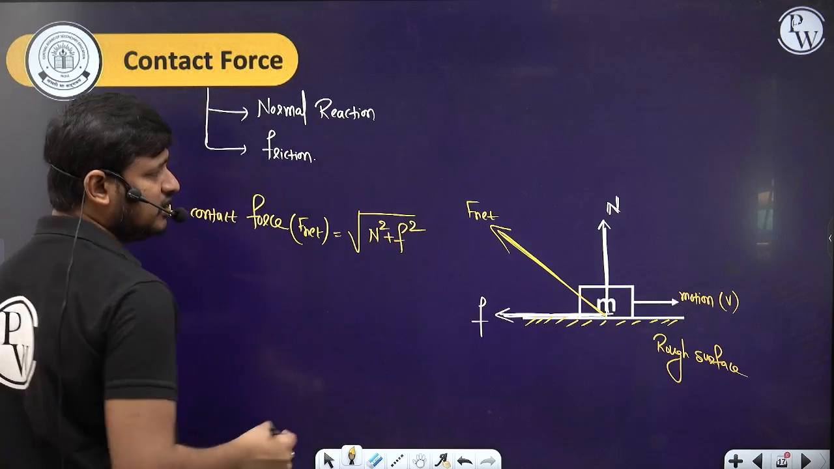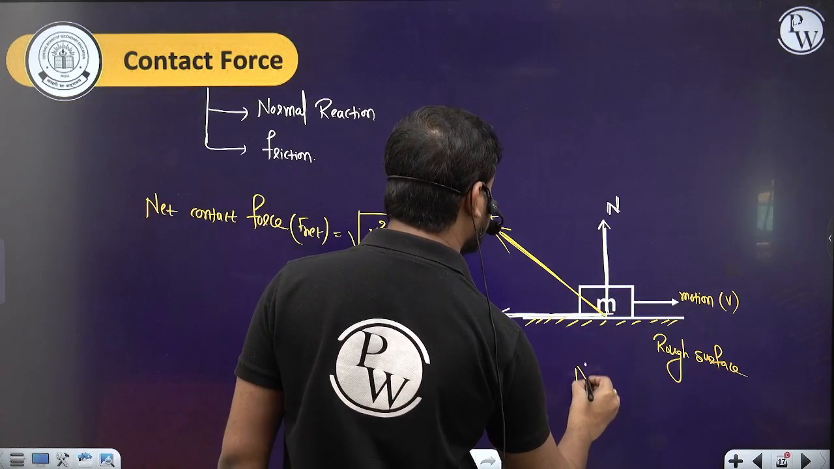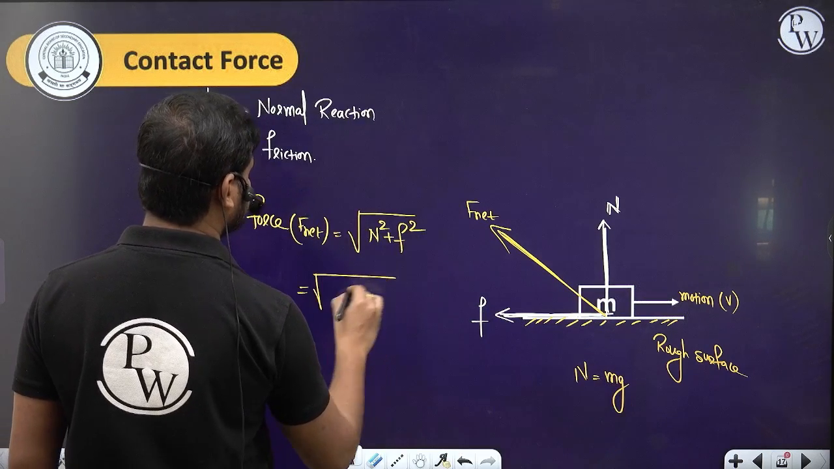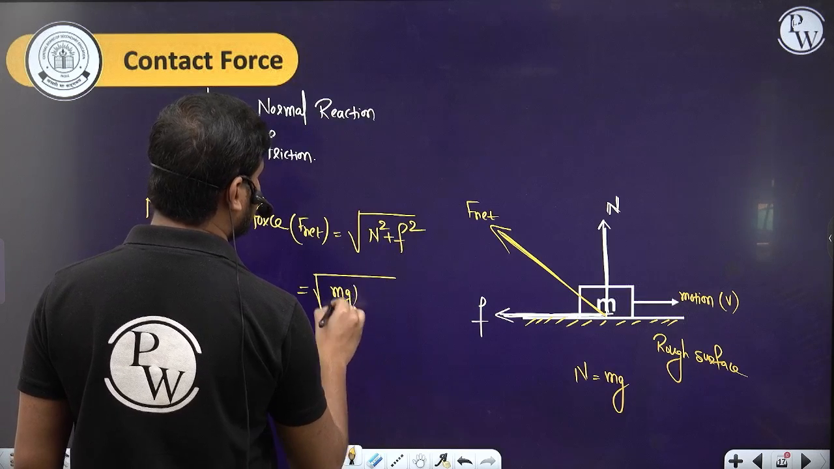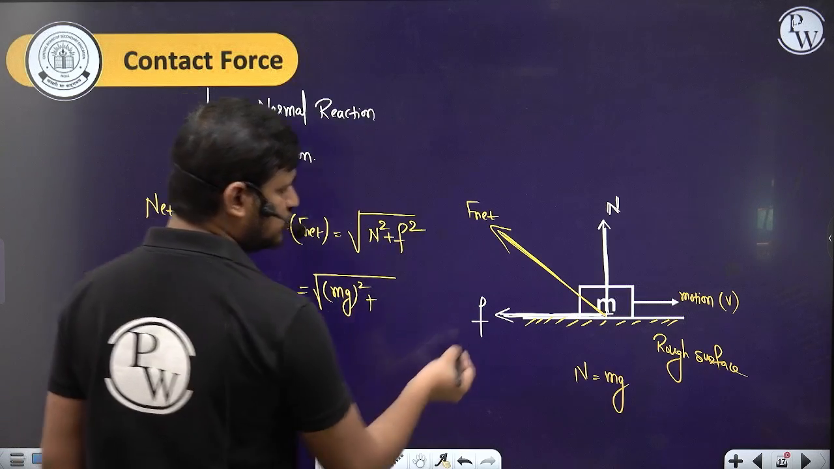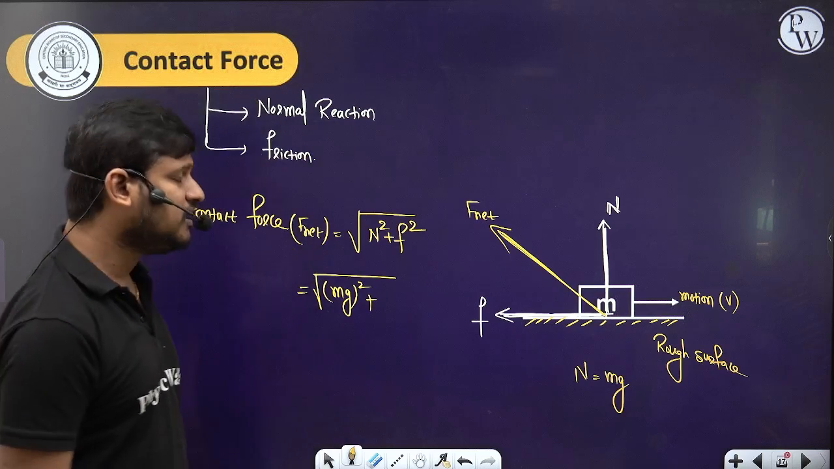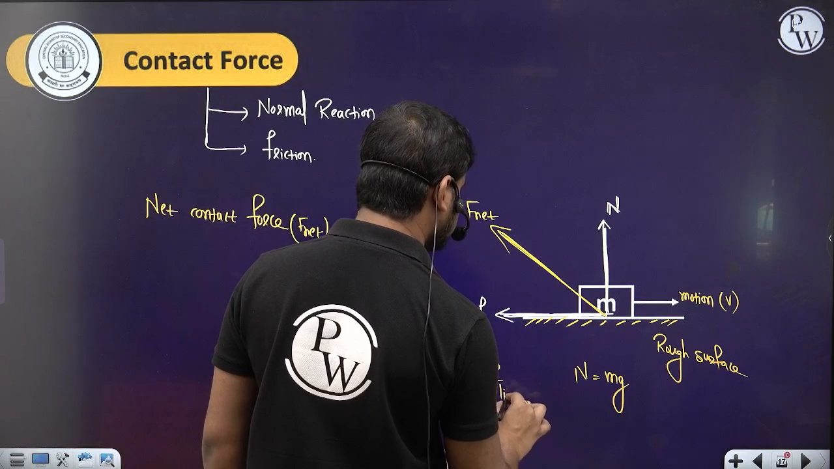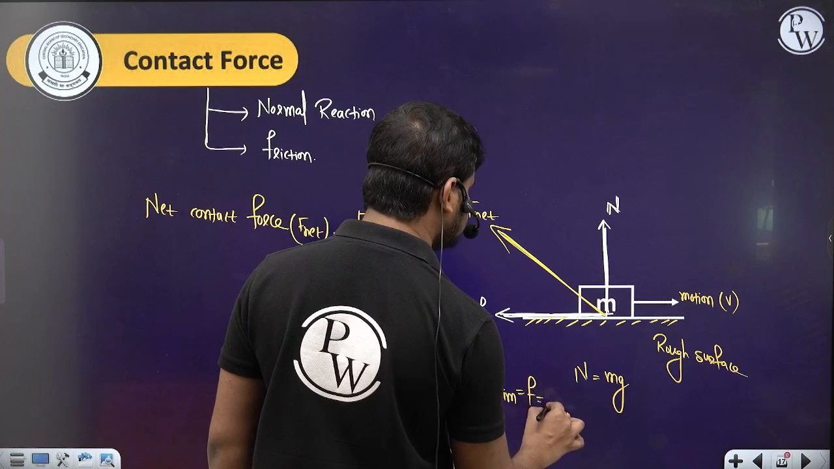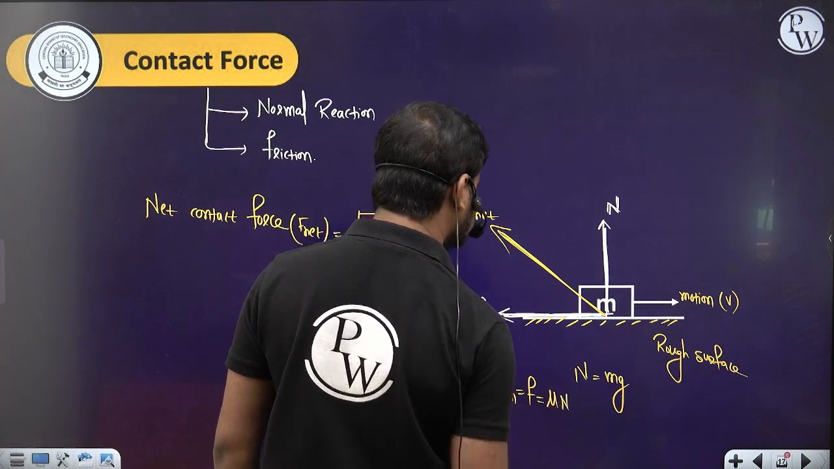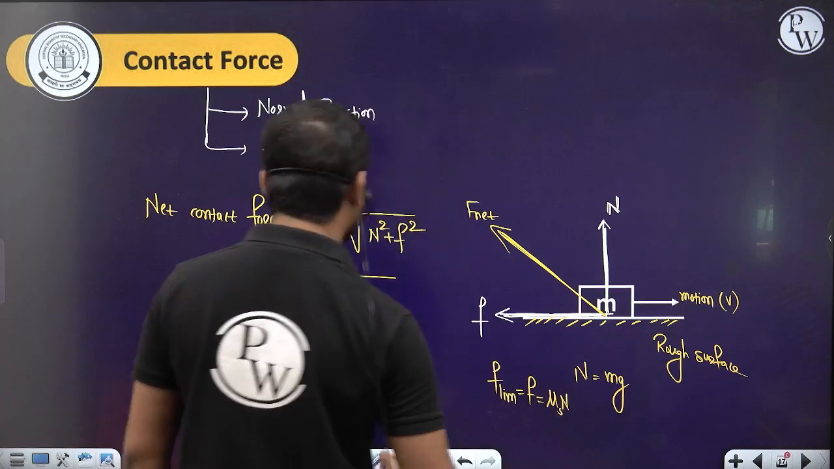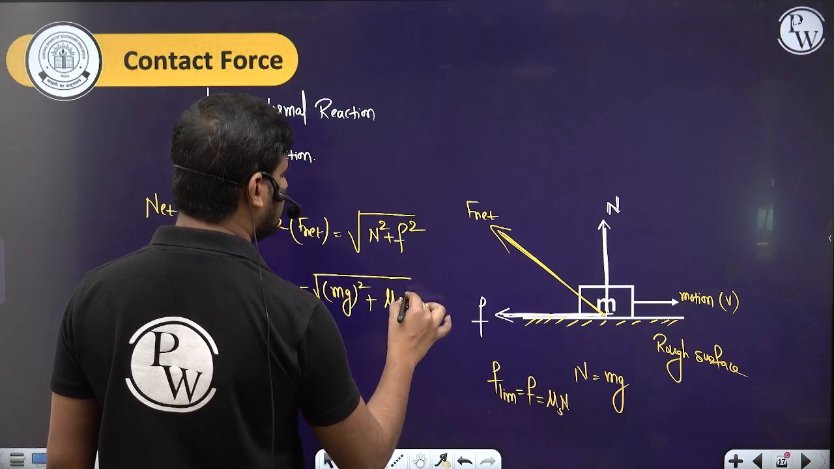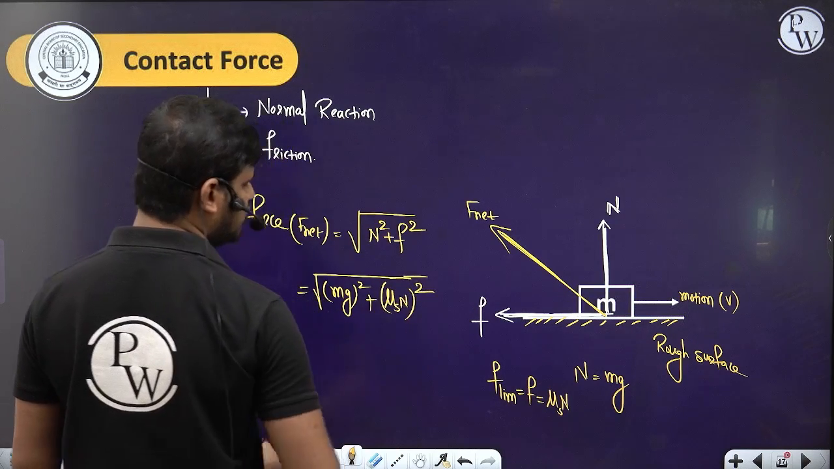So if you need, you can write in this particular situation that N is equal to mg. Yes or no? So square root of, in place of N, I am writing (mg) whole square. The maximum friction that acts is going to be the frictional force, which is nothing but F limiting. F limiting is equal to f, which is equal to mu s into N, or simply mu into N. So in place of friction, I can write (mu s N) whole square, right?